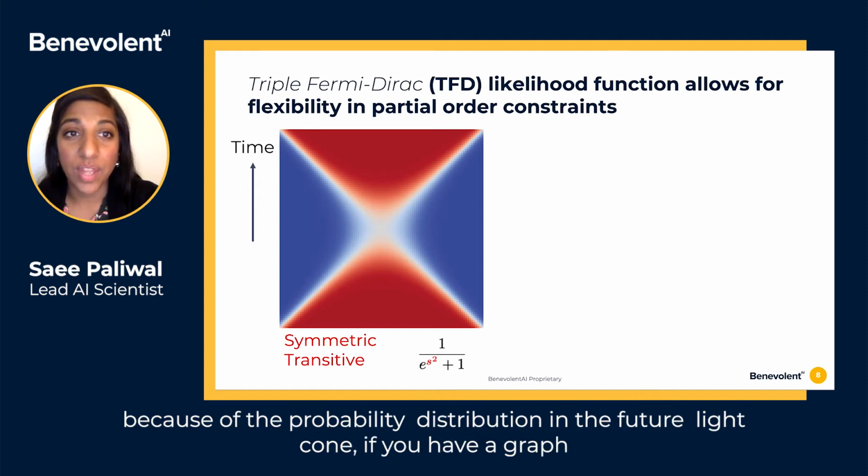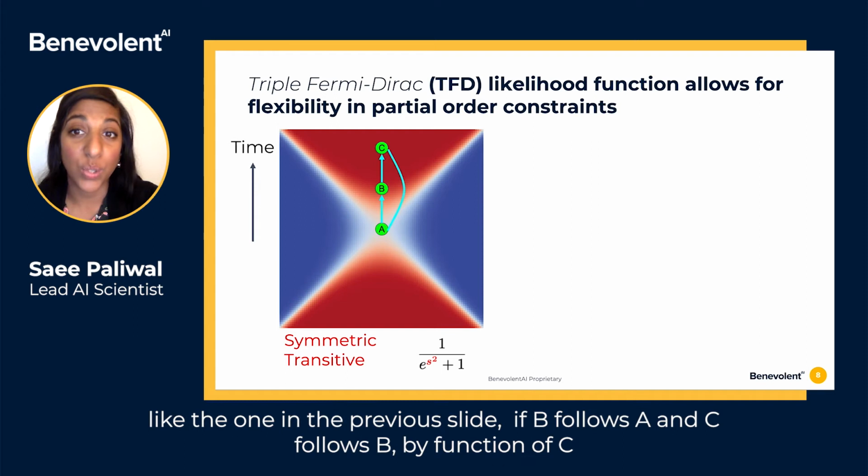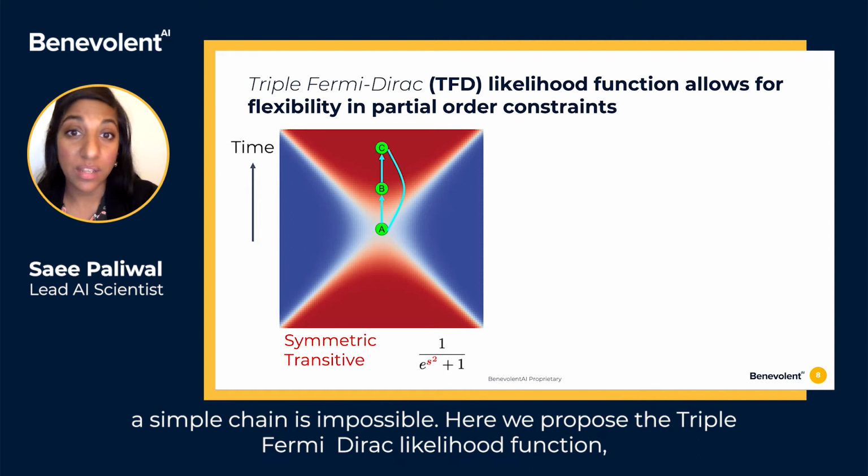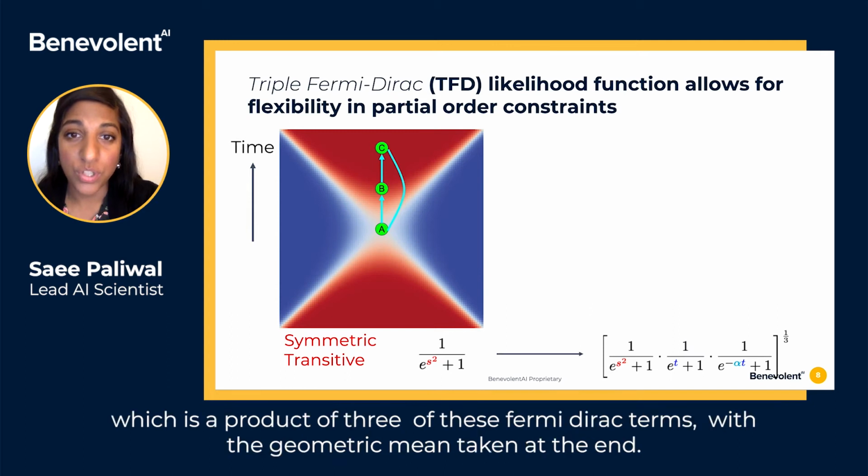The second problem is that because of the probability distribution in the future light cone, if you have a graph like the one in the previous slide, if B follows A and C follows B, by virtue of C being further in the future of A, it has a higher probability of being connected to A, and embedding a simple chain is impossible. Here we propose the triple Fermi-Dirac likelihood function, which is a product of three of these Fermi-Dirac terms, with a geometric mean taken in the end.